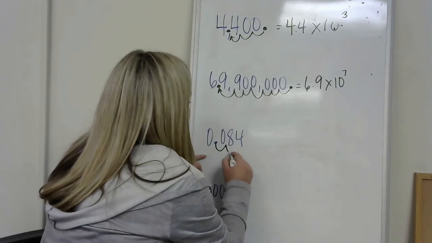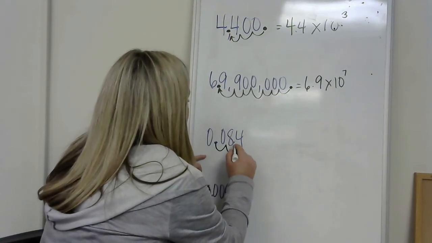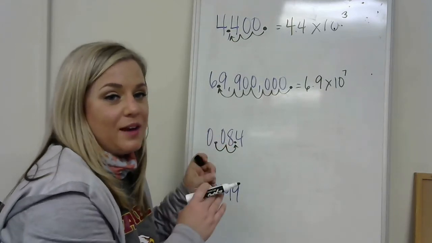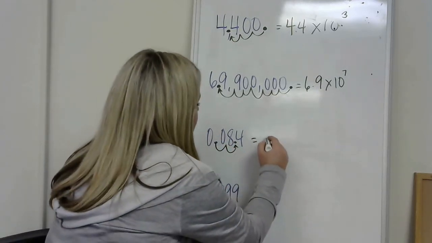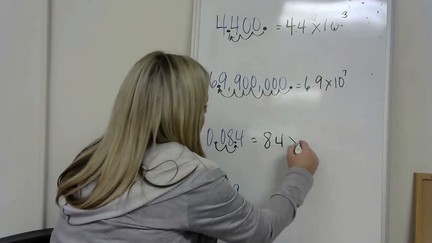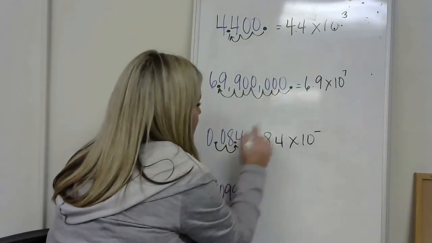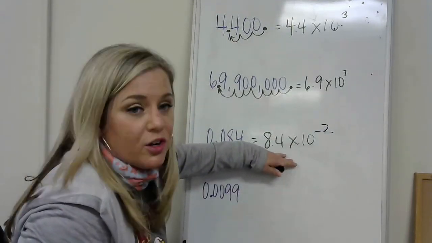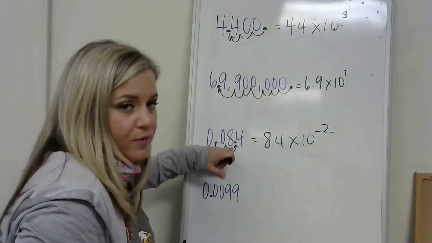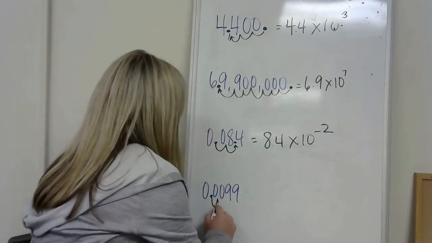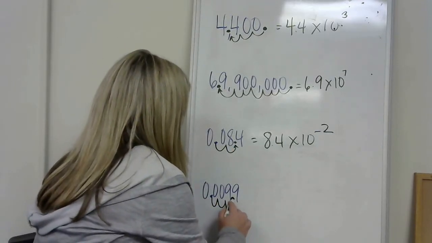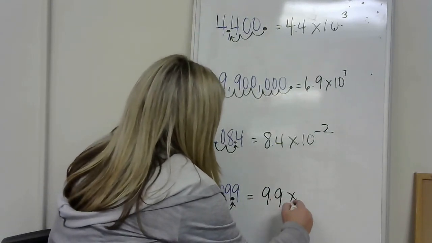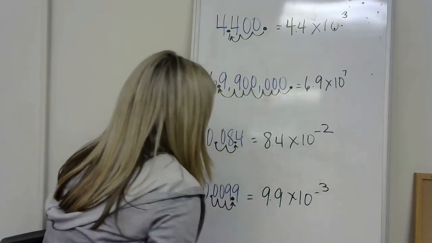Okay, so I'm moving it 1, 2 places, right? Because I just want one number in front of my decimal. So it's now going to be 8 4/10 times 10 to the negative 2. If you plug this into your calculator, you should get this as your answer. Okay, last one. 1, 2, 3. And that's going to be the same as 9.9 times 10 to the negative 3rd power.